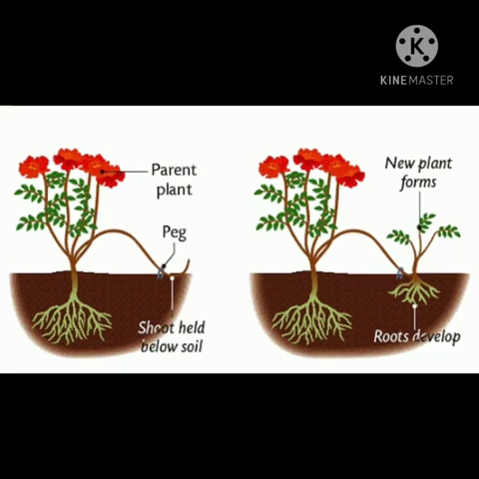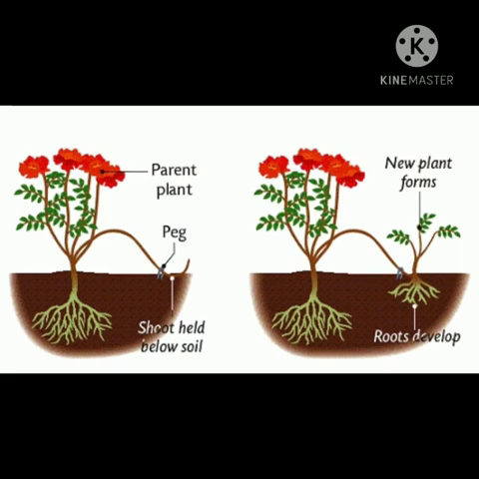Layering. Layering is another artificial method. In this method, a branch of the plant is lowered down and bent towards the ground and then covered with moist soil, leaving just the tip of this branch above the ground. You can see this in the given picture that a branch is lowered down and bent towards the ground and it is covered with moist soil.